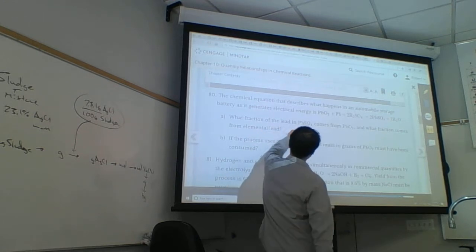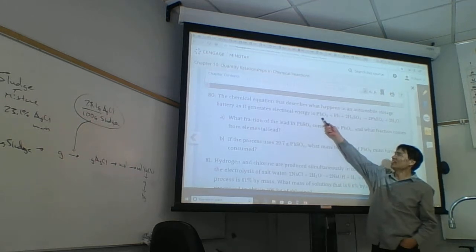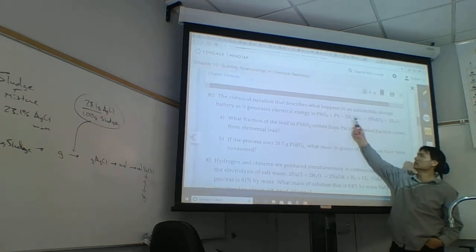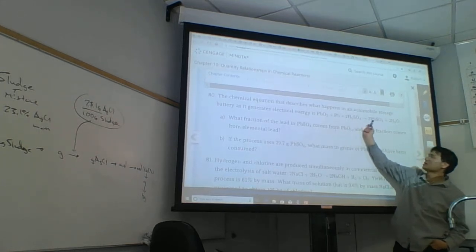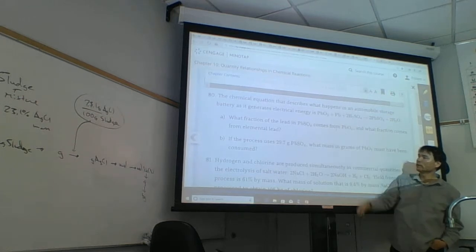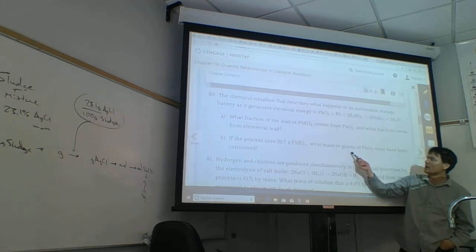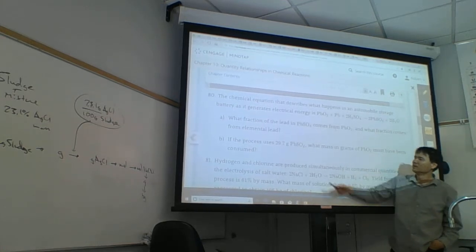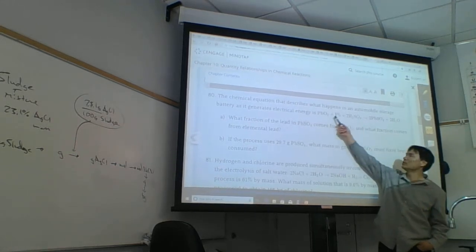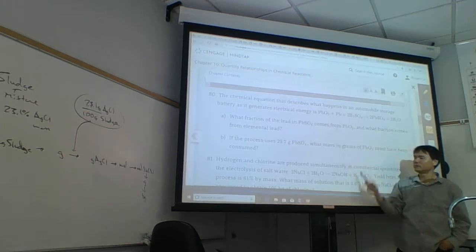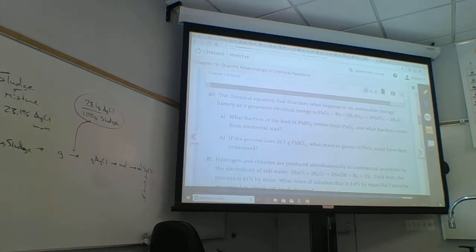So what fraction of lead in PbSO4 comes from PbO2, and what fraction comes from Pb? The lead from the oxidizer ends up in PbSO4, and the lead from the reducer ends up in PbSO4. So 50% of the lead comes from the oxidizer, 50% of the lead comes from the reducer. If the process uses 29.7 grams of PbSO4, what mass in grams of PbO2? This is just straight stoichiometry. I'd go 29.7 grams of PbSO4 to moles of PbSO4, moles of PbSO4 to moles of PbO2, and moles of PbO2 to grams of PbO2. So just a straightforward stoichiometry problem. It's not really advanced.